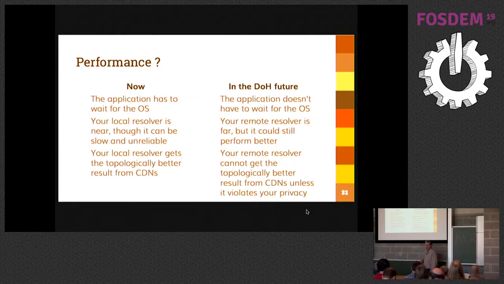But there's also an issue with CDNs, because nowadays your local resolver is basically on your same part of the internet, so CDNs can give it the nearest servers for content delivery without really knowing your IP address, because they go by the resolver, and that's fine. While if you're using a global remote resolver, they really need to tell the CDNs where you are to give you the correct servers. So either they do this and you lose some privacy, or they don't do it and you lose some performance.